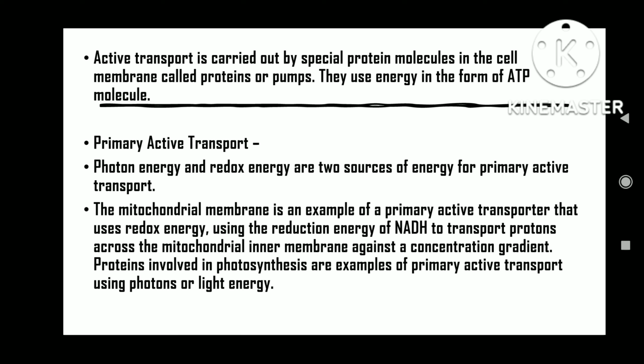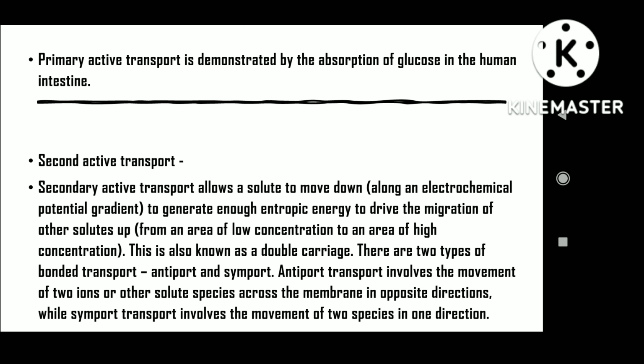Proteins involved in photosynthesis are an example of primary active transport using photons or light energy. Primary active transport is also demonstrated by the absorption of glucose in the human intestine.